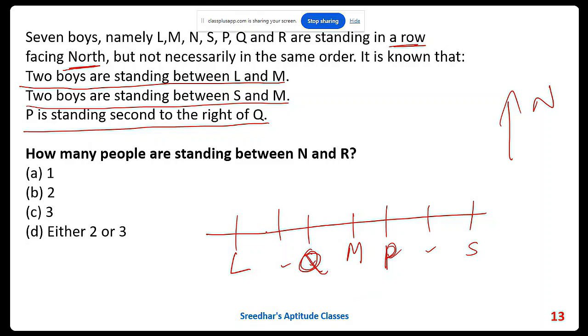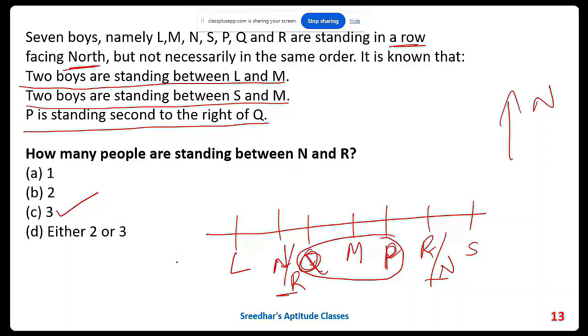Now the question is, how many people are sitting between N and R? The two people left out are N here, R here, or I can take N here, R here. We have no clarity about N and R arrangement. But the question is, how many people are between N and R? These are the three people between N and R. So answer 3. 3 people are sitting between N and R. If any of you need repetition, let me know. If you all agree with the answer, we'll move to the next question.